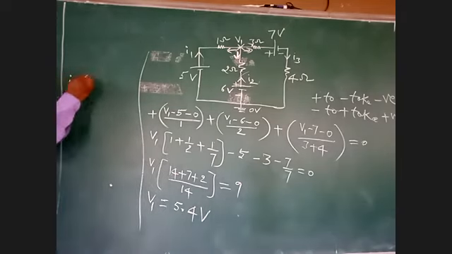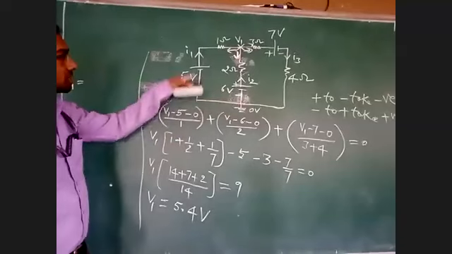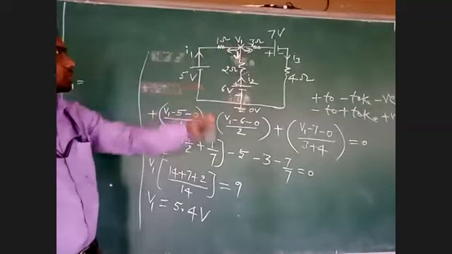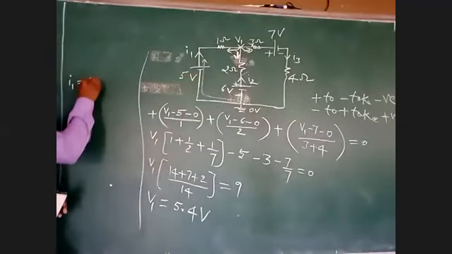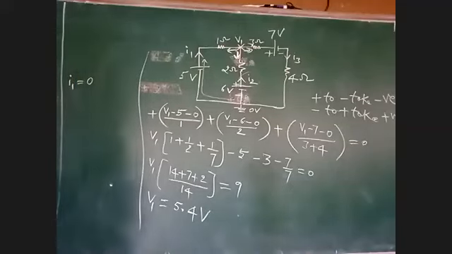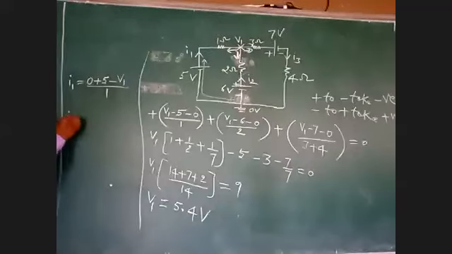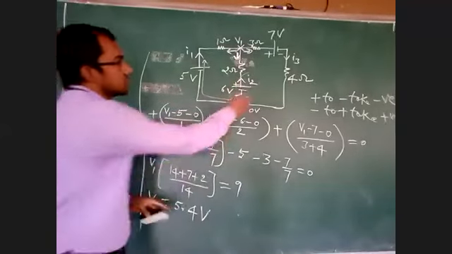See I1, what is the direction of I1? Like this, from this node to this node. 0 is at higher potential, V1 is at lower potential now. If it is moving like this, what will you get here? Plus 5. If current is flowing from minus to plus, you will get plus. So I1 is 5 minus V1, divided by 1.